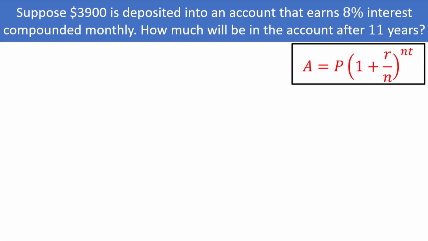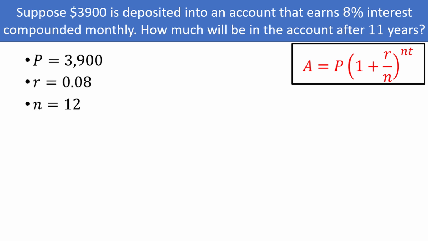Let's try another one. Suppose $3,900 is deposited into an account that earns 8% interest compounded monthly. How much will be in the account after 11 years? Well, P equals 3,900, r equals 0.08, n equals 12 since we are compounding monthly, or 12 times per year, and t equals 11 for 11 years.